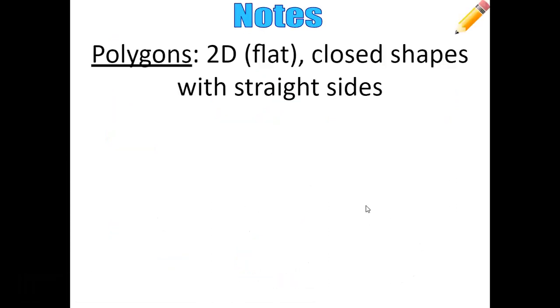So here you have your notes. Please make sure that you are writing that. Polygons are 2D, flat, closed shapes with straight sides, as discussed in the last one.